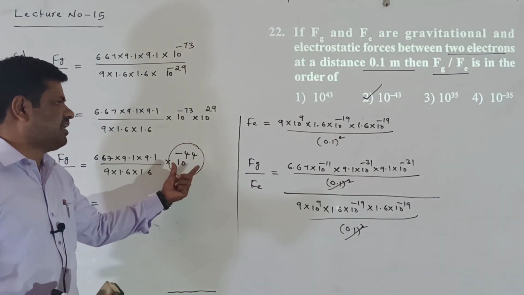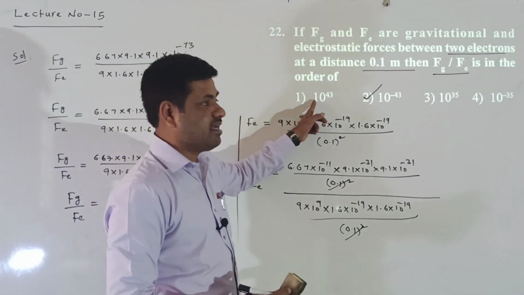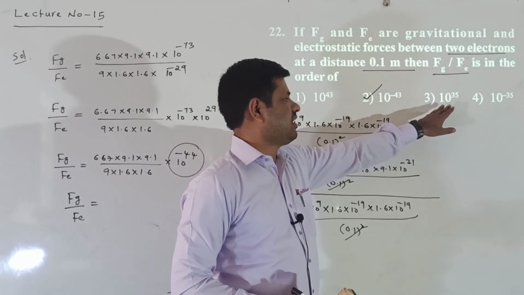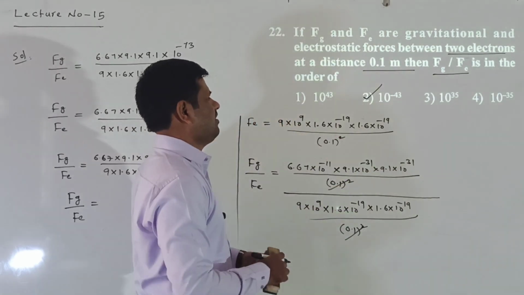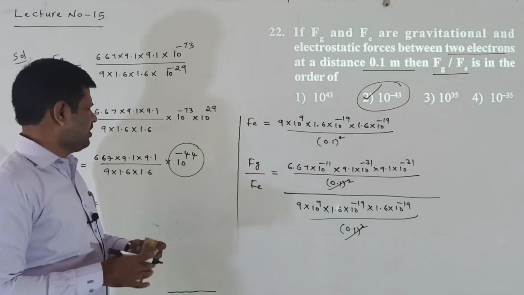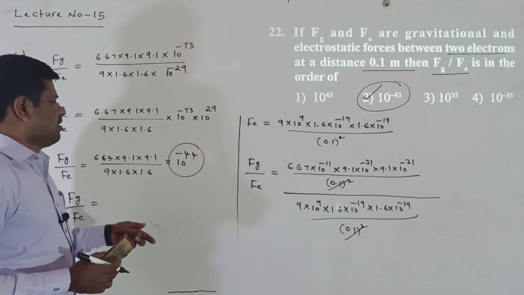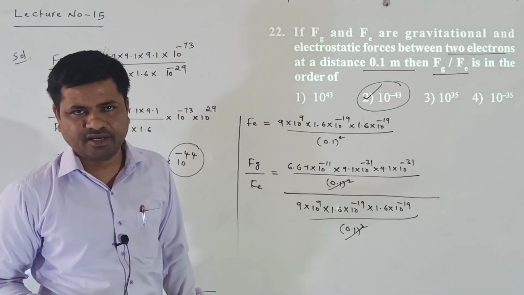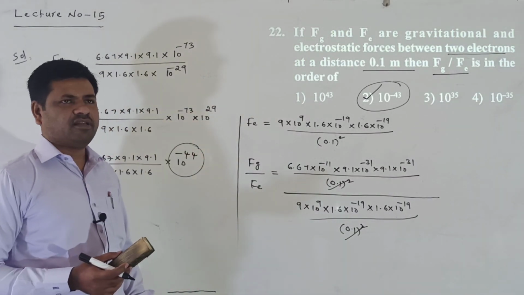Minus 44 is what we get when calculating. The near about value is here: plus 43 is not near, 10 power of 35 is a plus value and not near, minus 35 is also not near. The near about value is 10 power of minus 43, so the second option is correct. No need to calculate this fully, since it takes more time. Suppose minus 43, minus 44, minus 45 like this were given, then only calculate. Otherwise no need to calculate, the near about value is 10 power of minus 43.